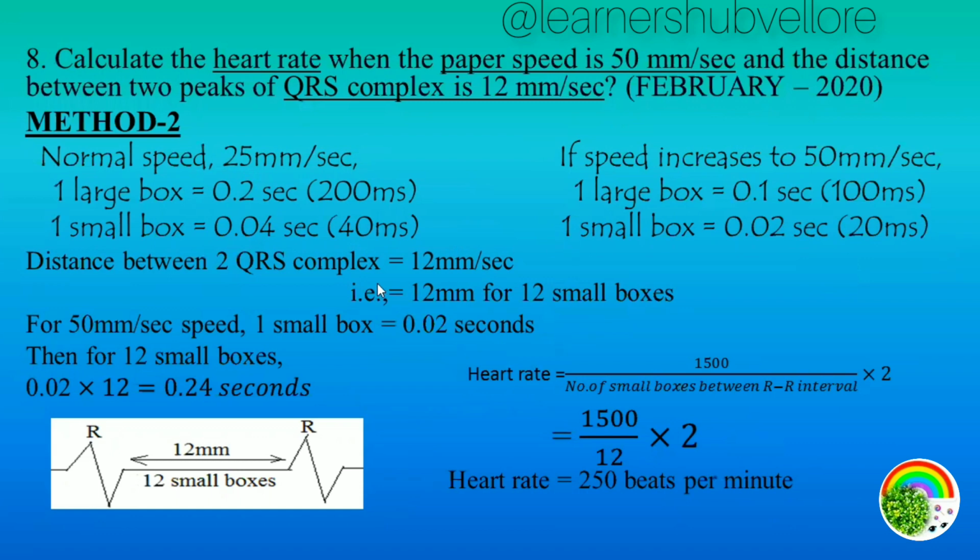Everything is the same. Here the distance is 12 mm, that is 12 small boxes. For one small box, it is 0.02 seconds. So 0.02 into 12 small boxes is 0.24 seconds. Now 1500 divided by the number of small boxes, divided by 12, into 2. You get the same 250.